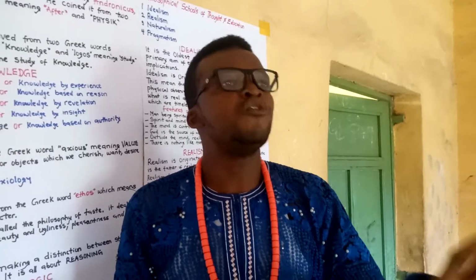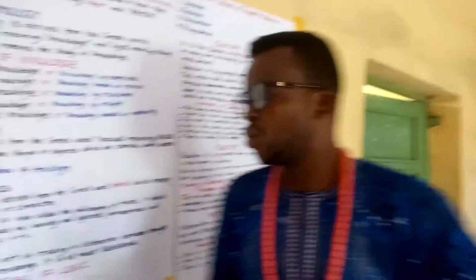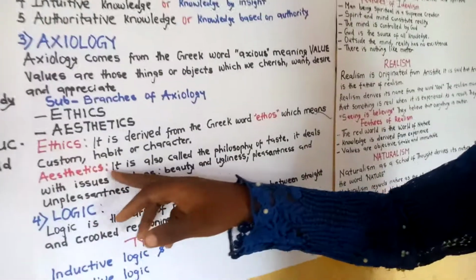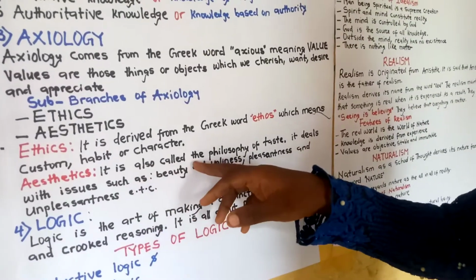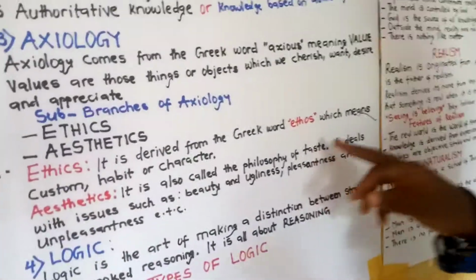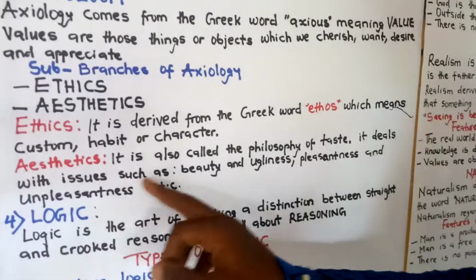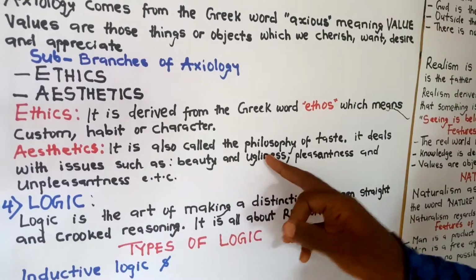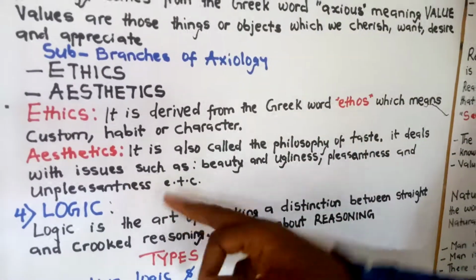Ethics is the science of morality. How individuals tend to behave, those things that are right and that are wrong in the society. We have aesthetics. Aesthetics is also called philosophy of taste. It deals with issues such as beauty and ugliness, pleasantness and unpleasantness, etc.